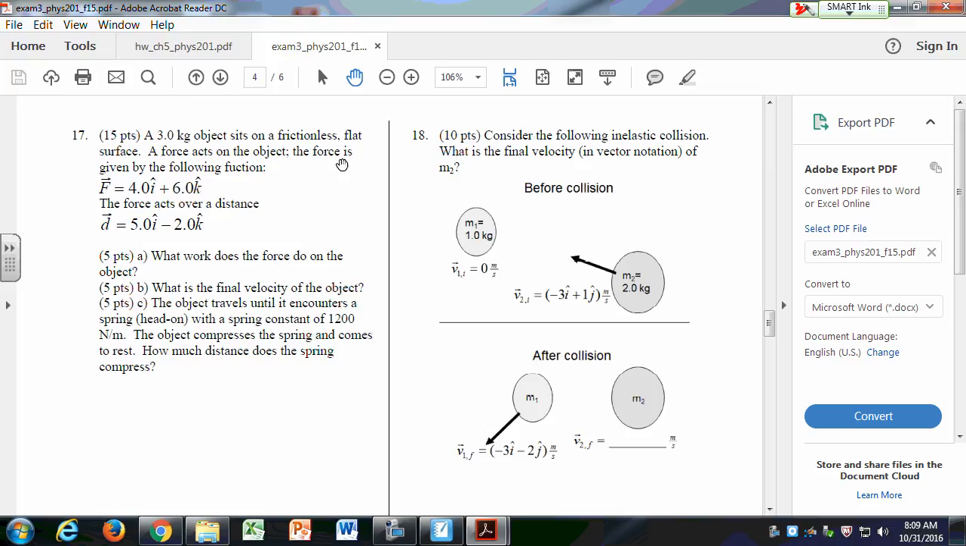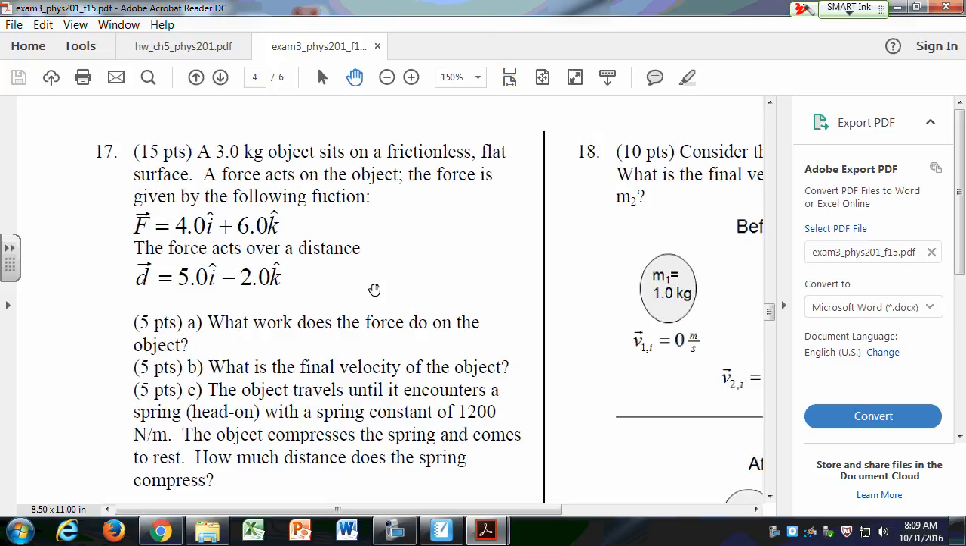Here, this is a dot product. I have a force that acts over a certain distance. Zoom in here. A force that acts over a certain distance. I ask you for the work, and you do the dot product. So you find the dot product here. What is the final velocity of the object? Once you do that dot product, work is equal to F dot D.